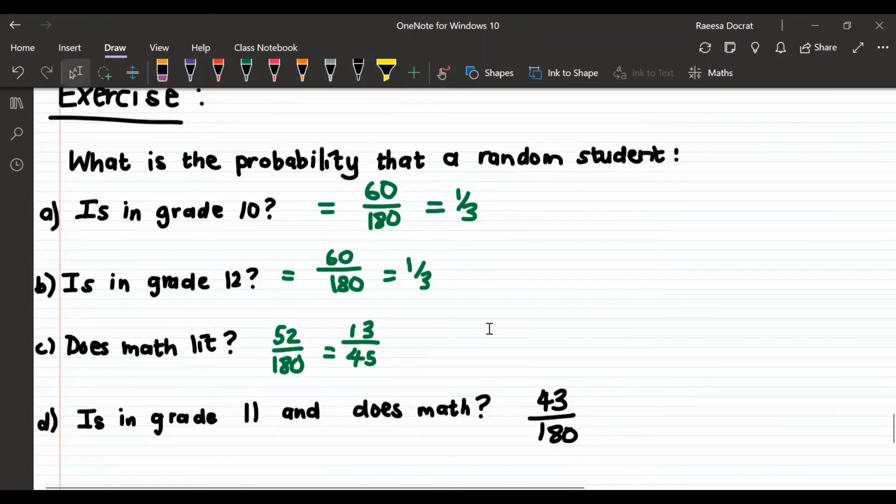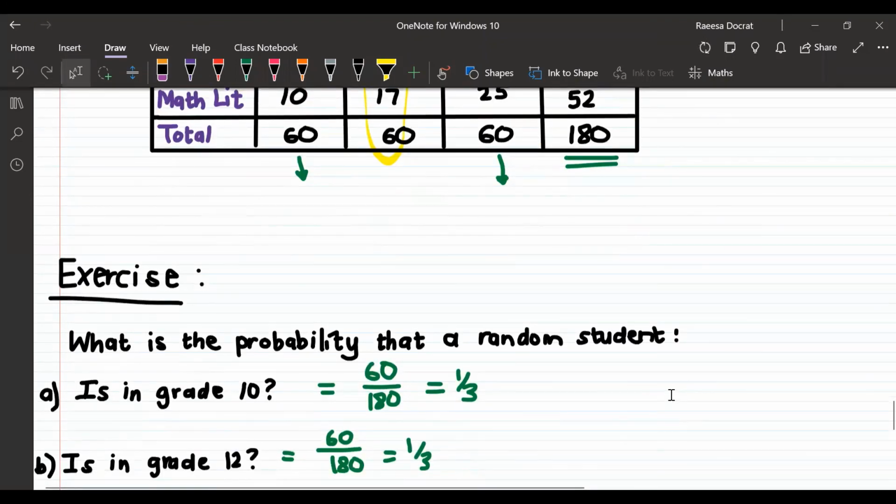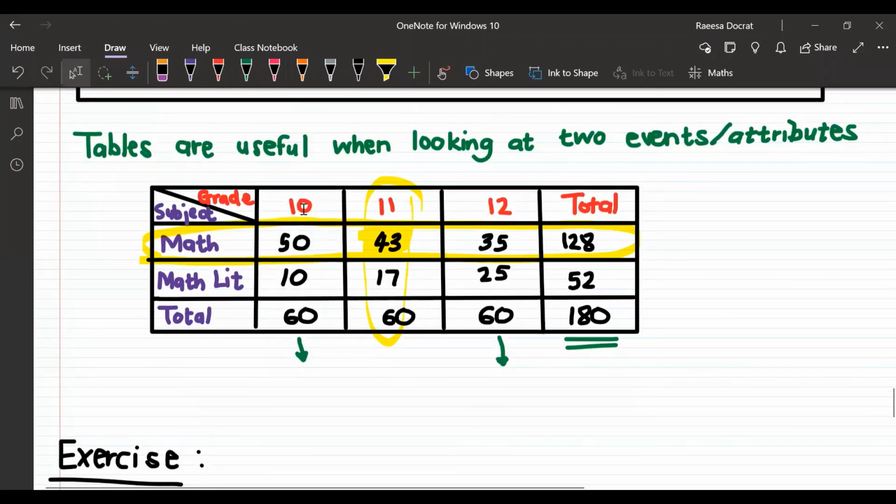Okay, so that's how we use a table, and that's how we calculate probabilities from tables. Tables are very useful tools, and we'll look at using tables again and looking at independent and dependent events later in the series.